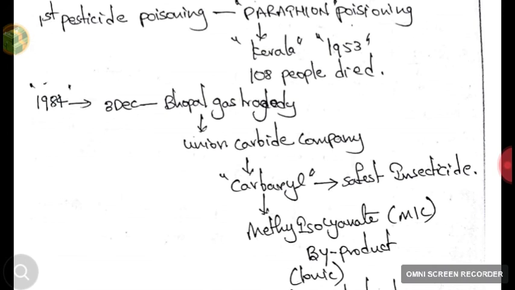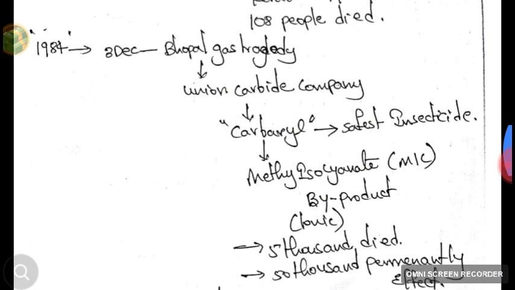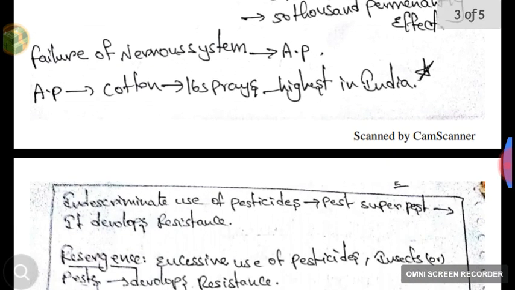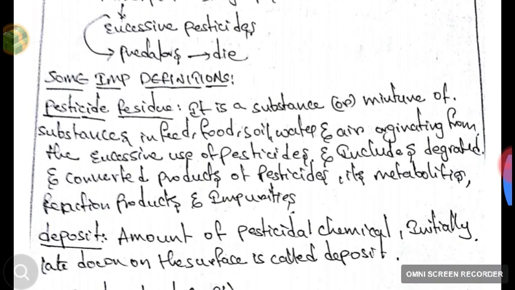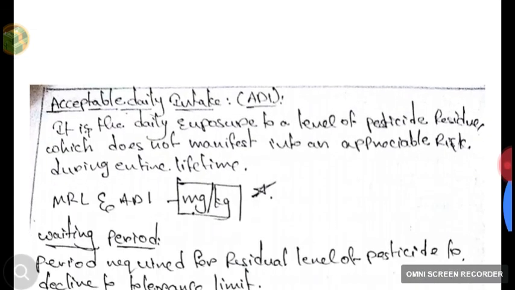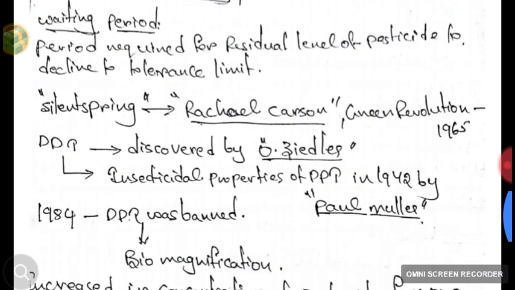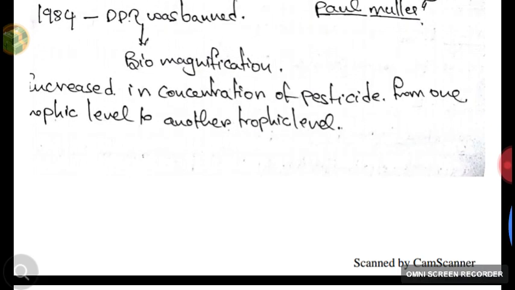It happened in Union Carbide Company. Carbaryl was the safest insecticide manufactured by them, which also emits a byproduct called MIC, methyl isocyanate, which was unfortunately released into the atmosphere, which led to 5,000 people's deaths and 50,000 people permanently affected. And we also learned what is resurgence and pesticide residue, deposits, MRL, maximum residual limit, and acceptable daily intake, waiting period. We also saw some additional information about DDT, and we also saw what is biomagnification.